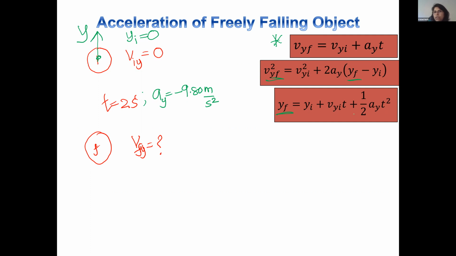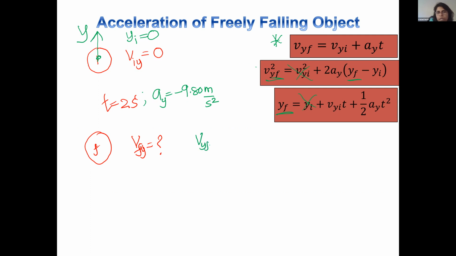And then it does not have the v final, not what I need to find out. Because of that, none of these formulas will work for the question I'm asking. So now v final, I will be able to calculate by using the first formula.